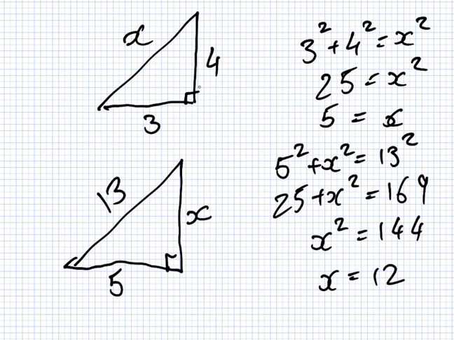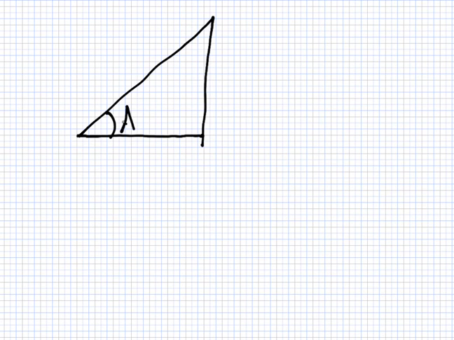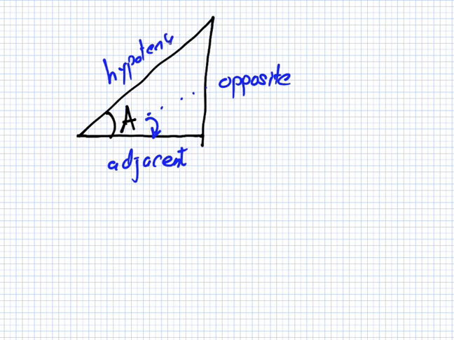Okay, now I'm going to talk a little bit about sine, cos and tan. Okay, so if I scroll down, this here is angle A. This side here is called the opposite. This one here is called the adjacent. And then this one here, hypotenuse. Or just O, A, and H for short.